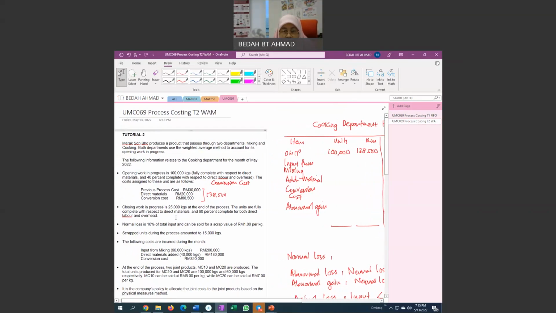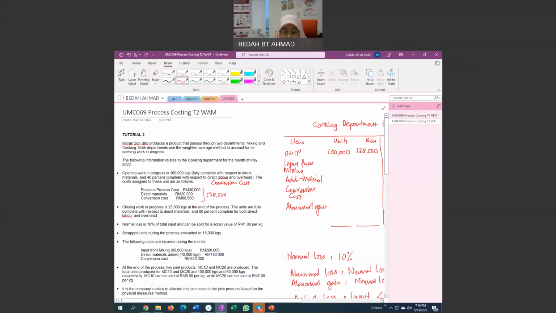The closing work in progress is 25,000 kilograms. Normal loss is 10% scrap, which is the normal loss scrap. The scrap units during the process amounted to 15,000. So we need to identify the normal loss, how much out of this 15,000, because the normal loss is computed based on 10% of the total input. So here, 10% is the normal loss.